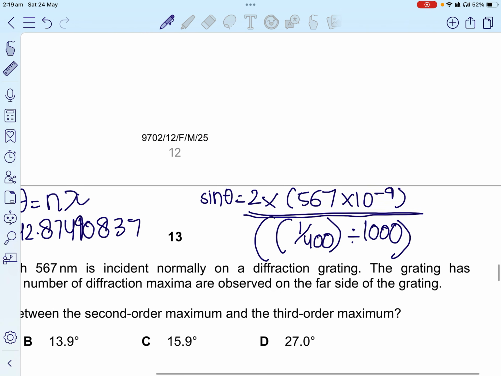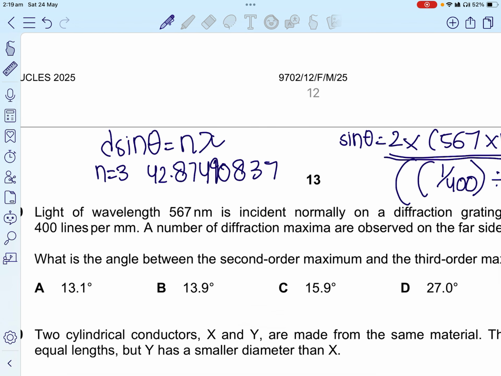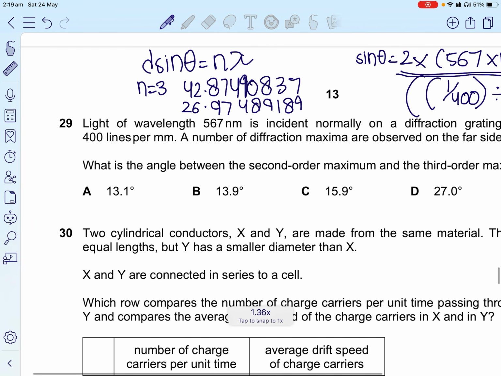So when I get the other angle, I find that it is equivalent to 26.97489189. Okay, so now I need to subtract these both. 42.87490837 minus 26.97489189 gives me 15.9. So therefore the answer would be C, which is 15.9.